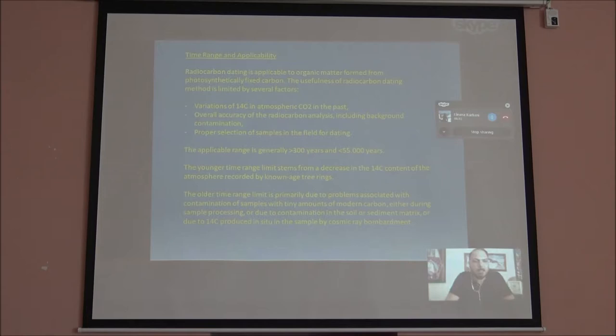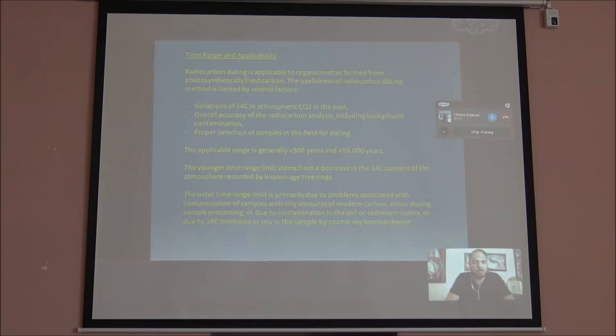Let's see the time dating applicability of the radiocarbon method. Radiocarbon dating is applicable to organic material from photosynthetically fixed carbon. The usefulness of the radiocarbon dating method is limited by several factors. We have variations of carbon-14 in atmospheric CO2 in the past, and the overall accuracy of the radiocarbon analysis, including background contamination and proper selection of samples. The applicable range is generally more than 500 years and less than 55,000 years.